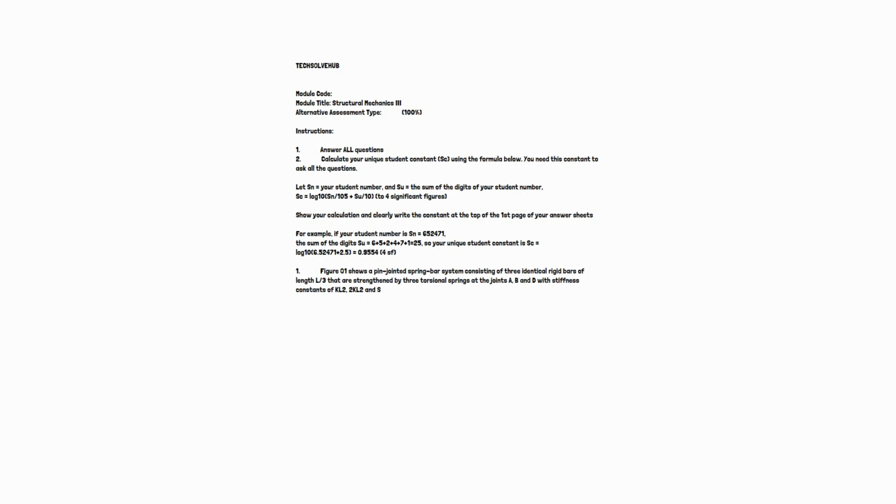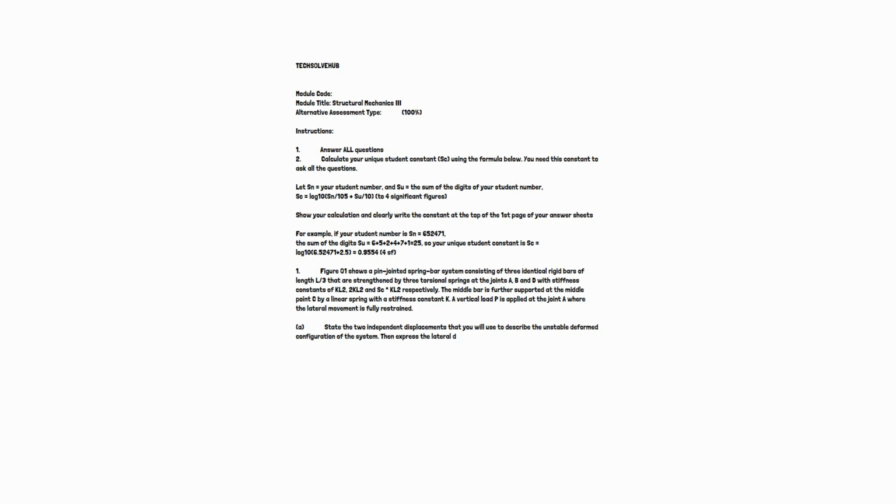1. Figure Q1 shows a pin-jointed spring bar system consisting of 3 identical rigid bars of length L/3 that are strengthened by 3 torsional springs at the joints A, B and D with stiffness constants of KL², 2KL² and SC*KL², respectively. The middle bar is further supported at the middle point C by a linear spring with a stiffness constant K. A vertical load P is applied at joint A, where the lateral movement is fully restrained.